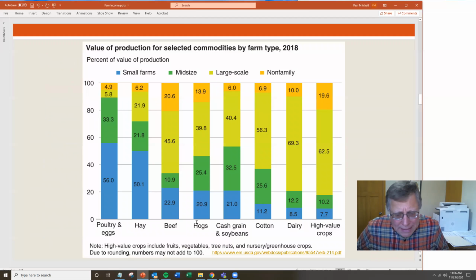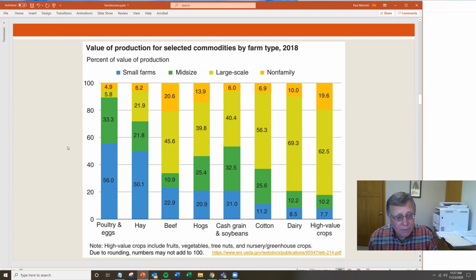So now we want to look at the different types here. Across the bottom are the different types of farms: poultry and egg, hay, beef, hogs, cash grain, that'd be corn and soybeans, cotton, dairy, and then high value crops, which would be specialty crops, fruits and vegetables. In Wisconsin, it'd be cranberries, for example, and potatoes and vegetables. And then you look at the same categories here, the dark blue, dark green, large scale, and non-family.